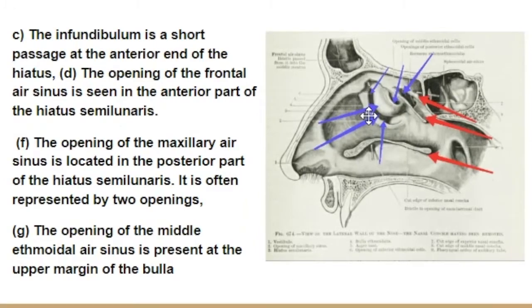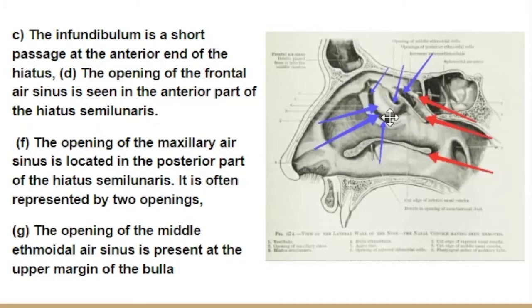Now at the anterior end of this hiatus semilunaris, we have a sort of channel which is called the ethmoidal infundibulum, which curves upwards and continues as the frontonasal duct through the anterior part to open into the frontal sinus. So we had the ethmoidal bulla, inferior to that was the hiatus semilunaris, and in the anterior part we have the ethmoidal infundibulum, which continues as the frontonasal duct into the first paranasal sinus, which is the frontal sinus.